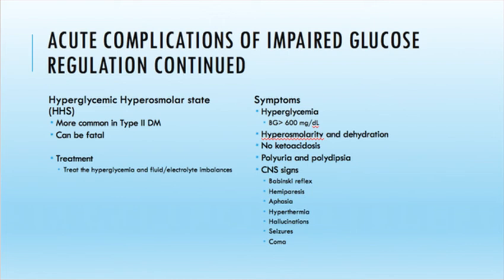You're going to see polyuria, polydipsia, and then some CNS signs. So they're going to have the Babinski reflex, hemiparesis, aphasia, hyperthermia, hallucination, seizure, and potentially coma. This one comes with a lot higher risk of mortality than ketoacidosis does.